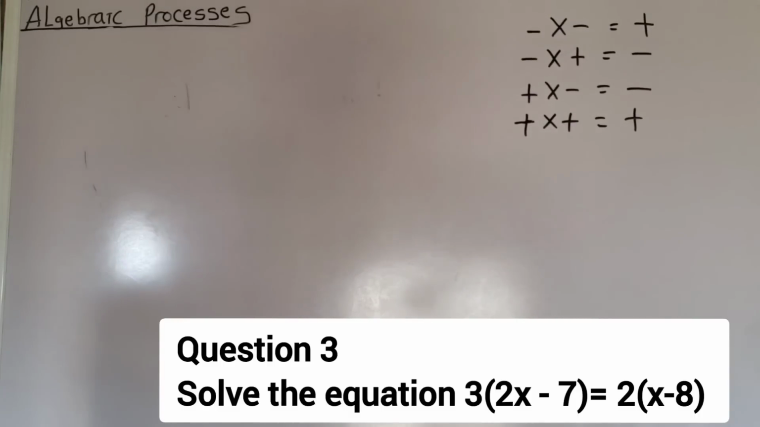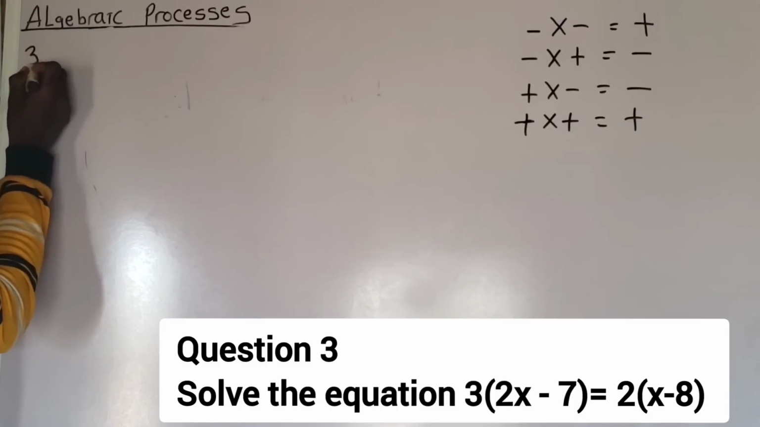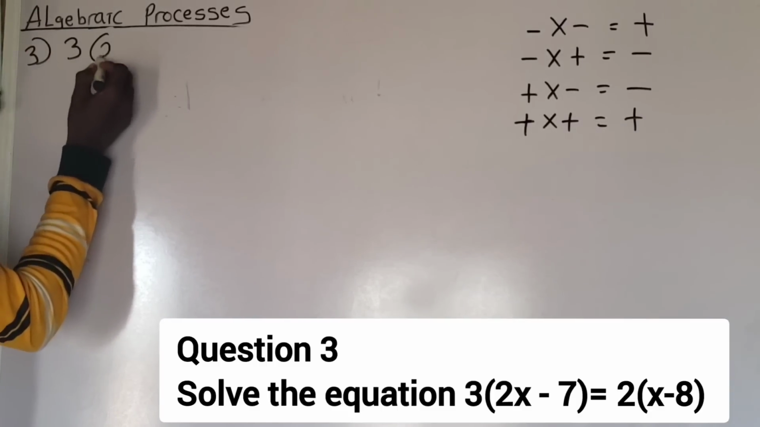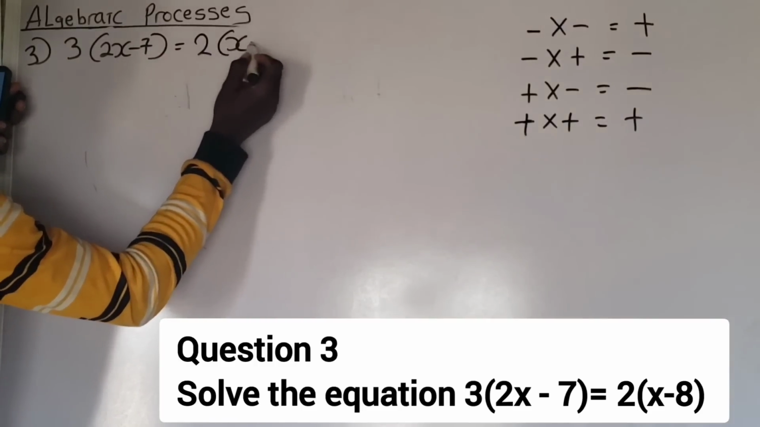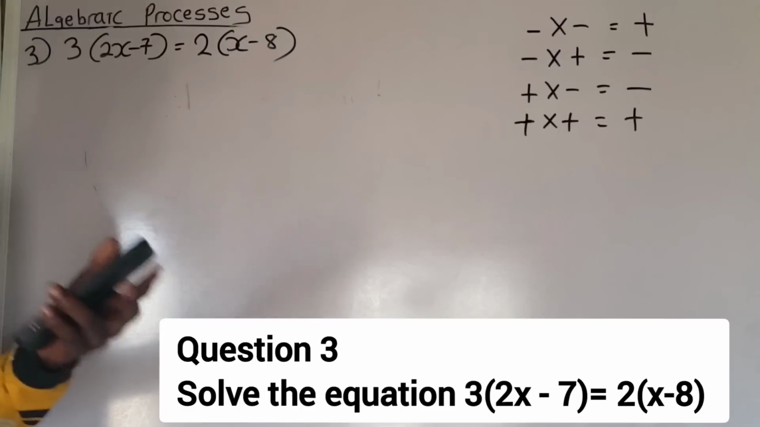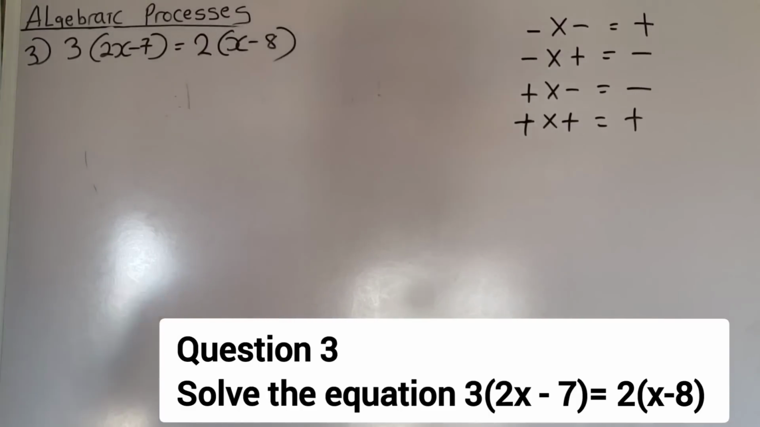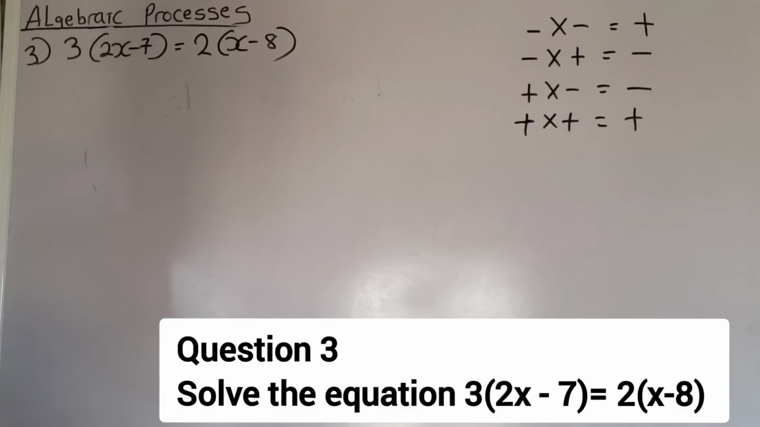Question 3. Solve the equation 3 into bracket 2x minus 7 equals to 2 into bracket x minus 8. Okay? We are asked to solve the equation. Now, don't forget the order of operation that I told you in our first class. BODMAS. Okay? Now, check the bracket. Can anything be done to the bracket? There is nothing. So the next step is to open the bracket with the value that is outside the bracket.